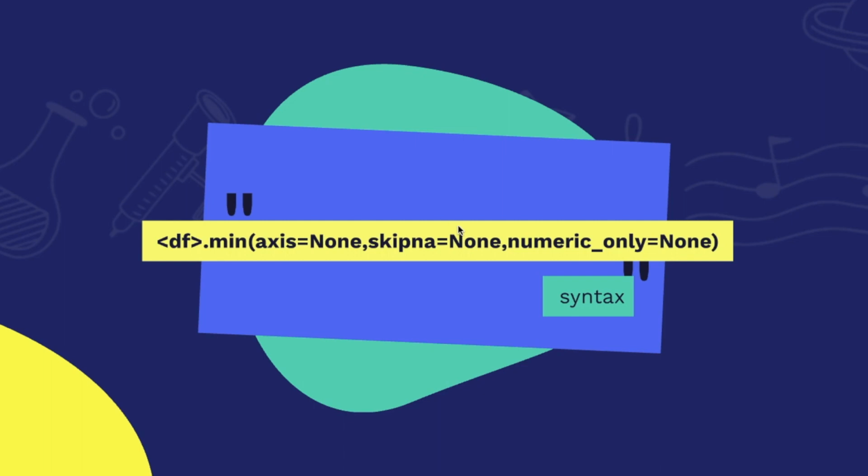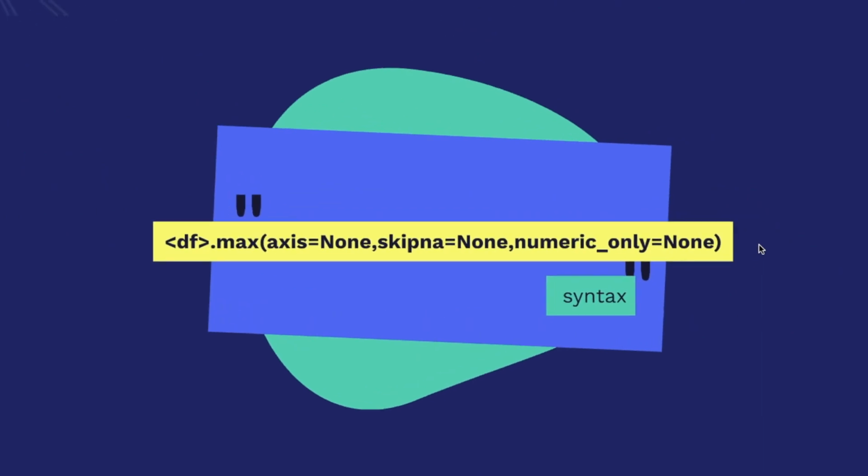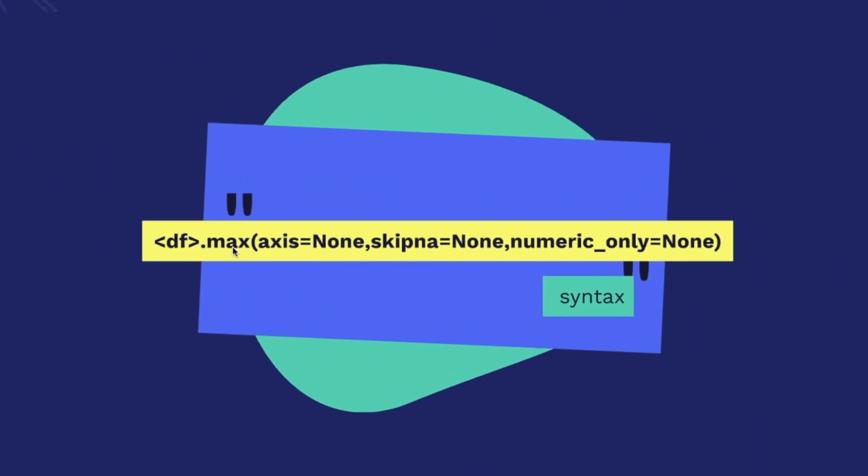Now let's try to understand the max function. In order to understand the max function, we first need to get started with the syntax. This is the basic syntax of the max function. It is similar to what we have learned on the mean function. We need to have the data frame and we need to use the dot notation along with the max function. It also accepts three parameters: axis, skip NA, and numeric only. Now let's try to understand these parameters.